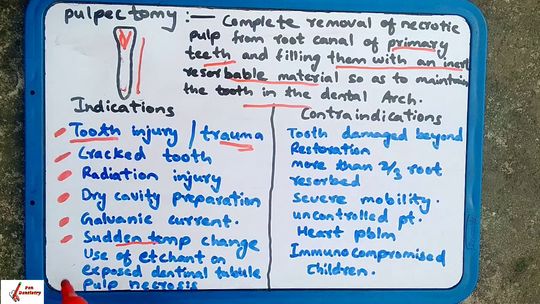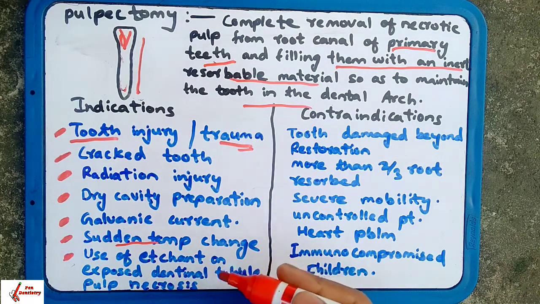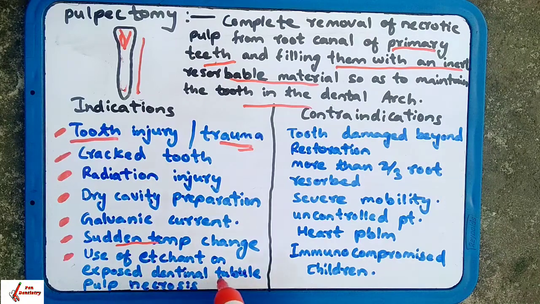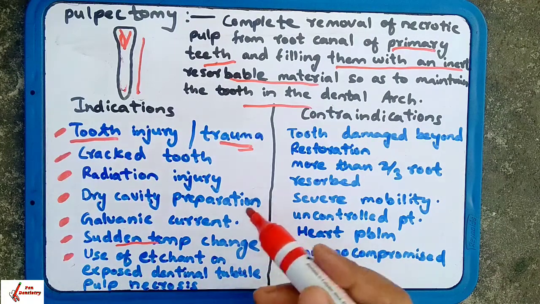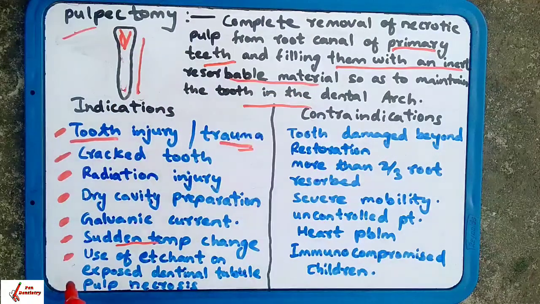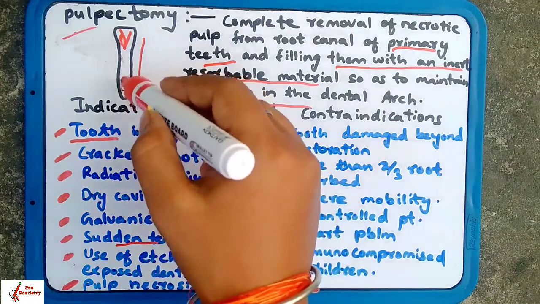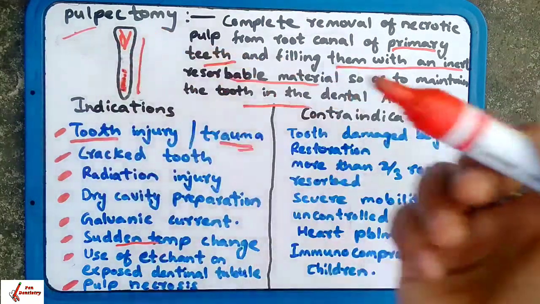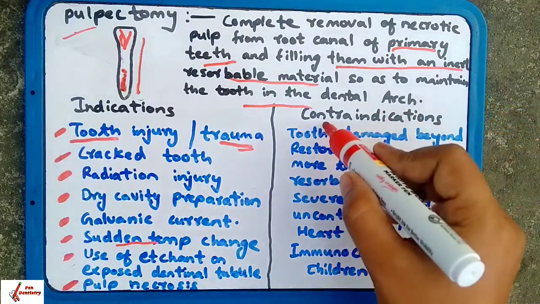Use of etchant on the exposed dental tubules: when etchant is used and the dental tubules are exposed, then you are going to do the pulpectomy. Then pulp necrosis. When there is a pulp necrosis, you are going to do pulpectomy.